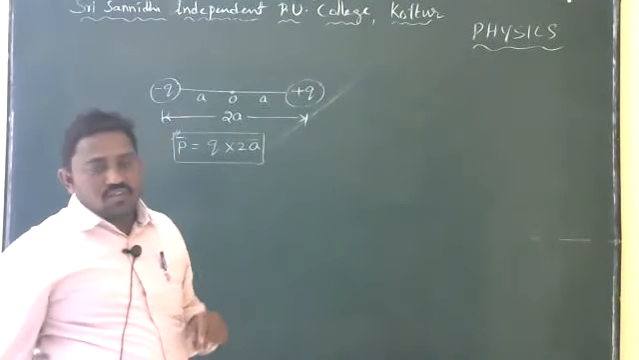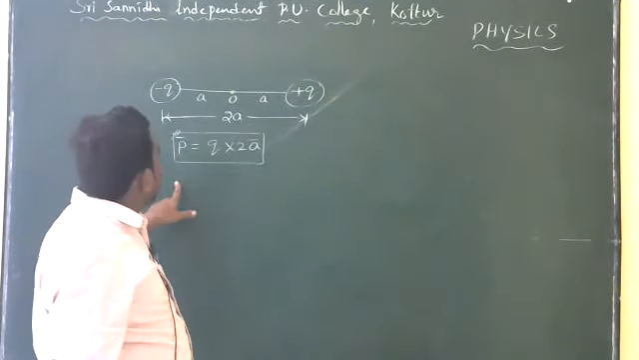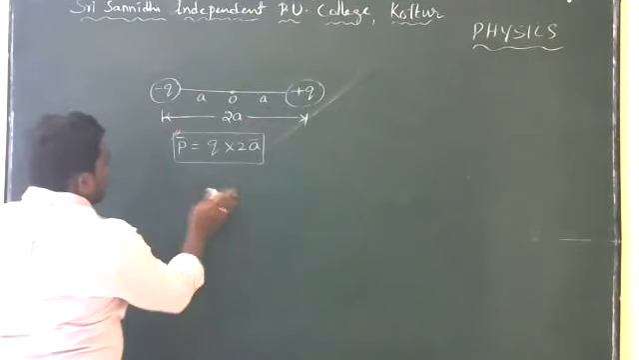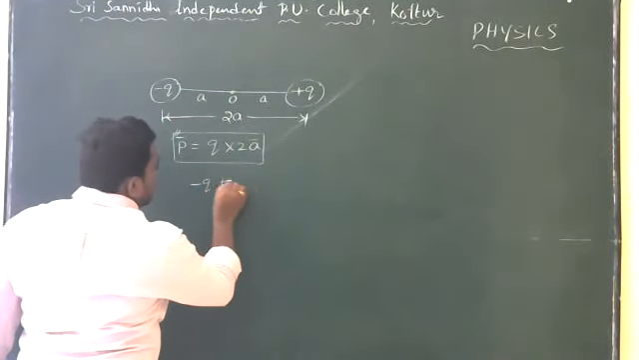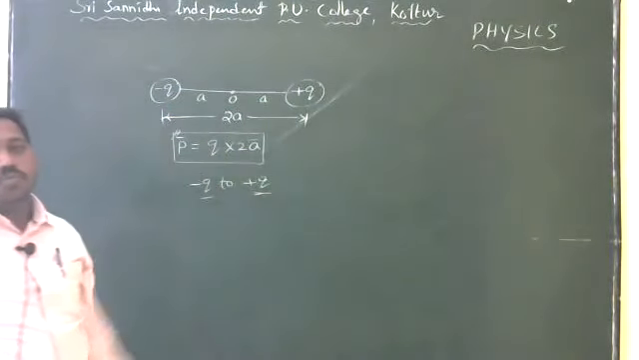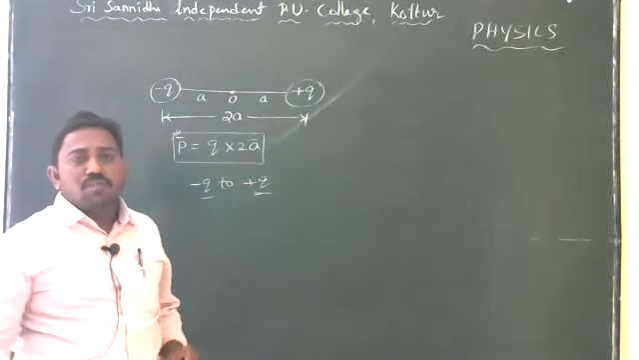Its direction is important. The direction is from the minus charge to the plus charge. That means minus q to plus q is the direction of the dipole moment. Negative to positive. This is very important.